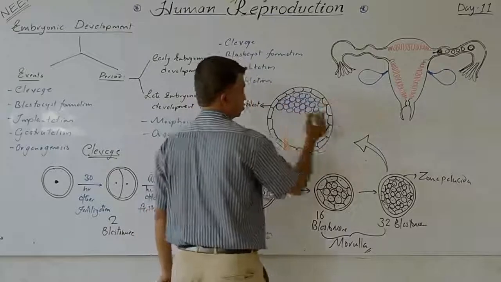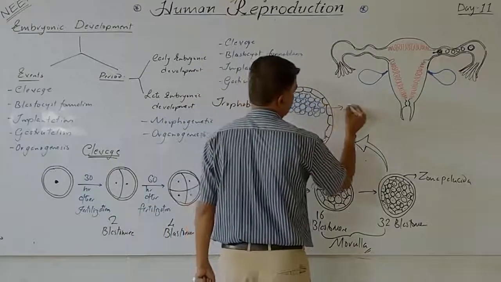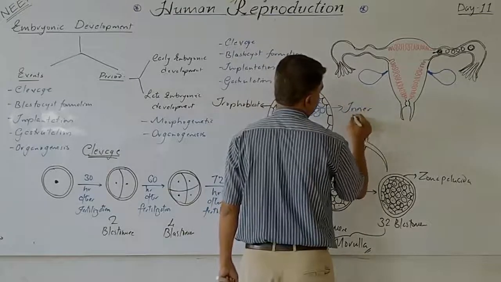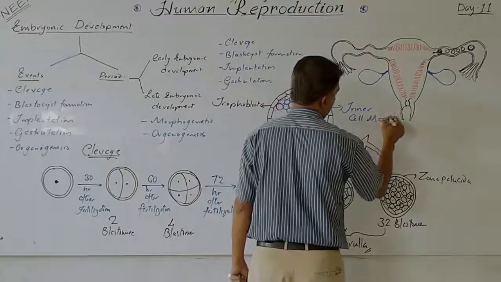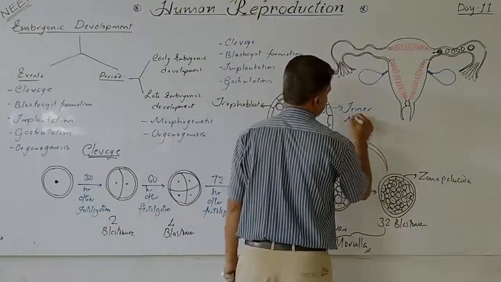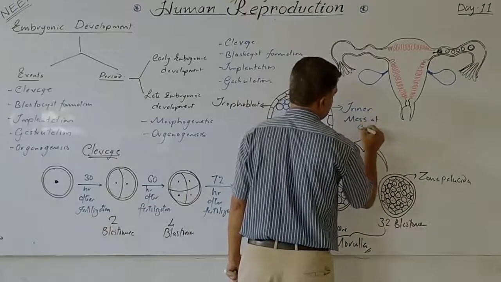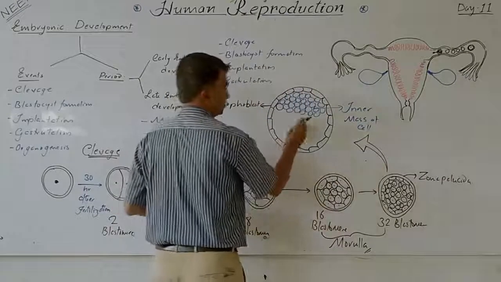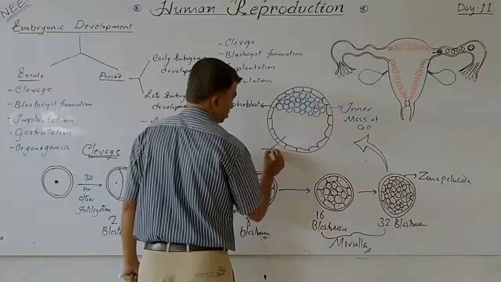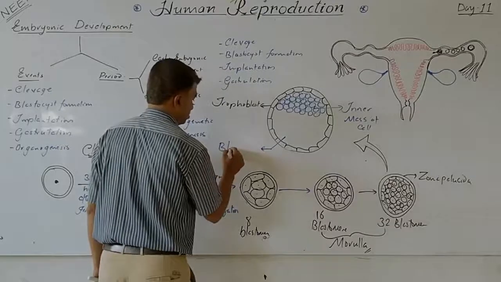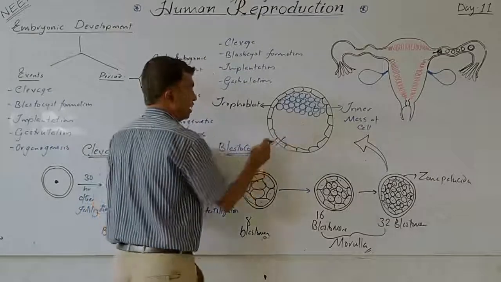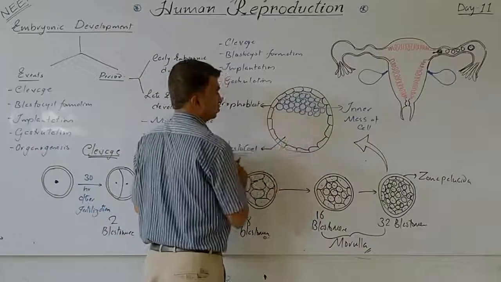The outer membrane is called the trophoblast. This is the inner cell mass, the inner mass of cells. The cavity, which is filled with fluid, is called the blastocoel, the fluid-filled cavity. This is called the blastocoel.